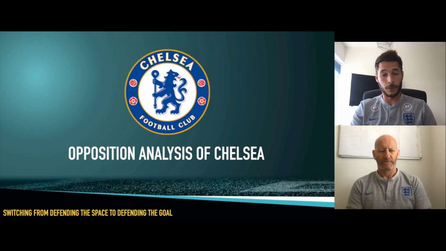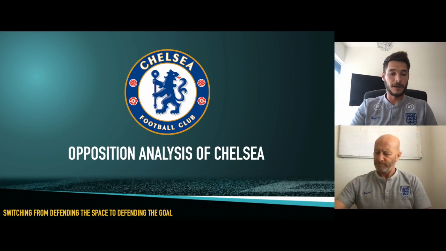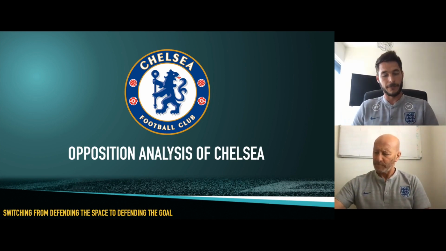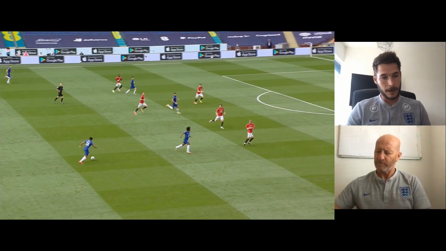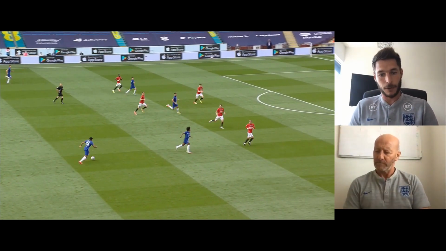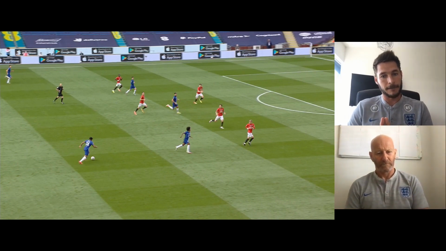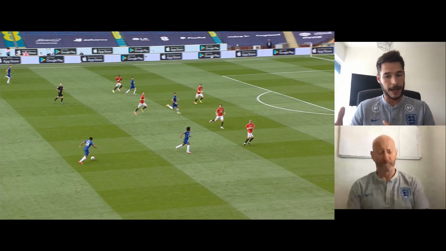The first thing we're going to look at is when to switch from defending the space to defending the goal. There are going to be some annotations on here, and I'm going to provide some explanations of what we see. First thing to note here is when Reece James is driving through with the ball from this position, you can see Manchester United's back line is in a high position. What you can't see is the position of David De Gea at this moment in time.